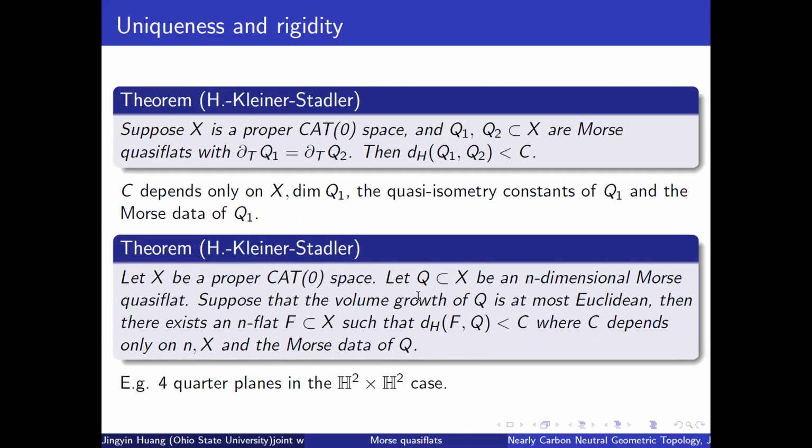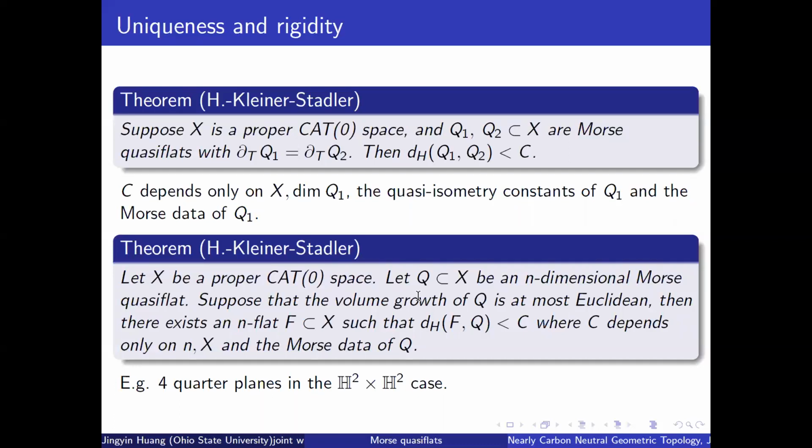So again, the example you have in mind is this Morse quasi-flat in H2 times H2. If you only have 4 quarter planes, then the volume growth is Euclidean, so we know that it is close to a flat. If you have 6 or 8 quarter planes, then the volume growth is bigger than Euclidean, so they are not close to a flat.